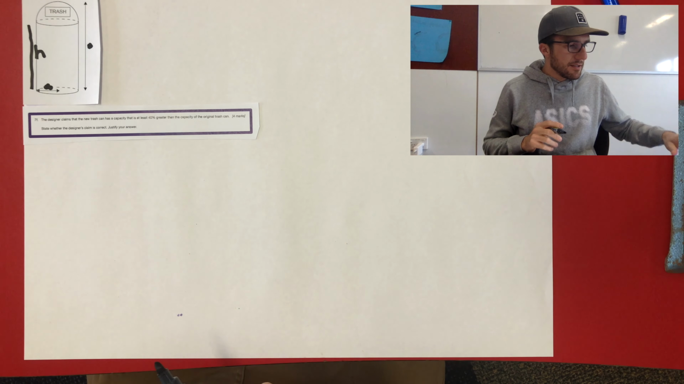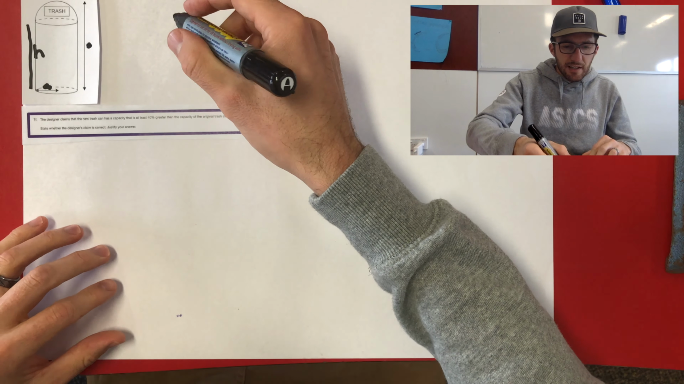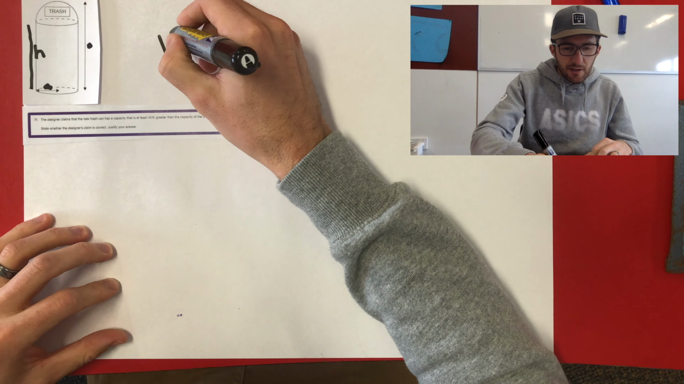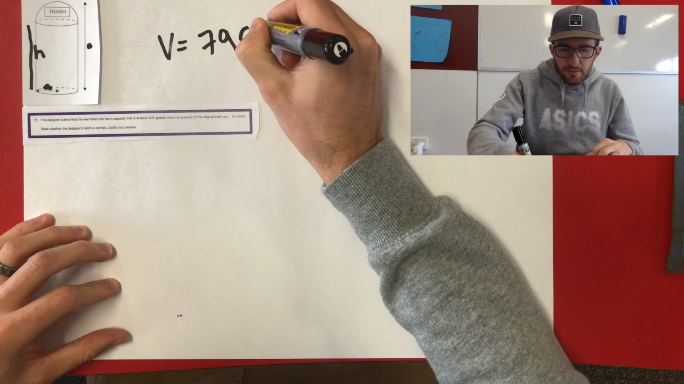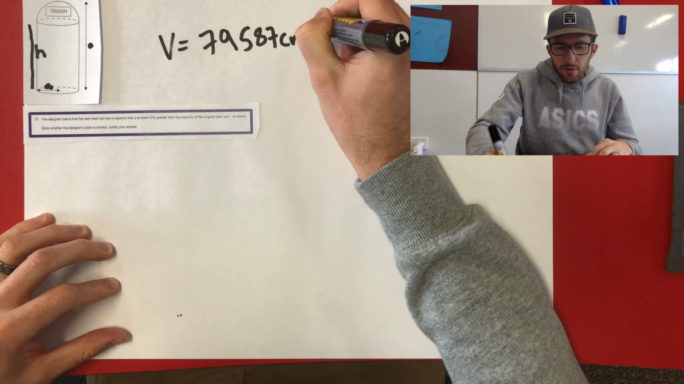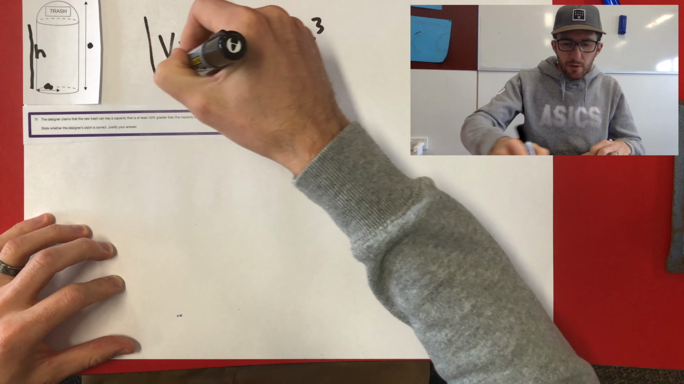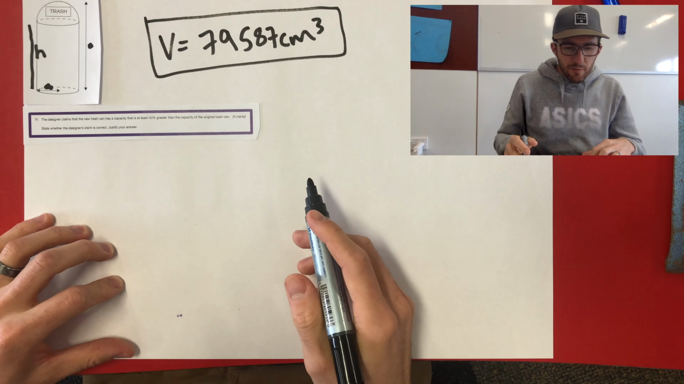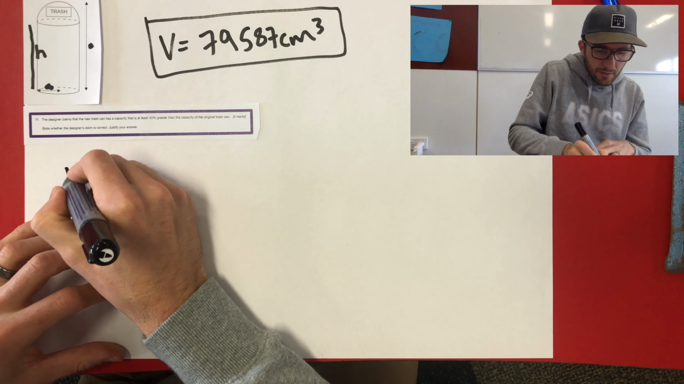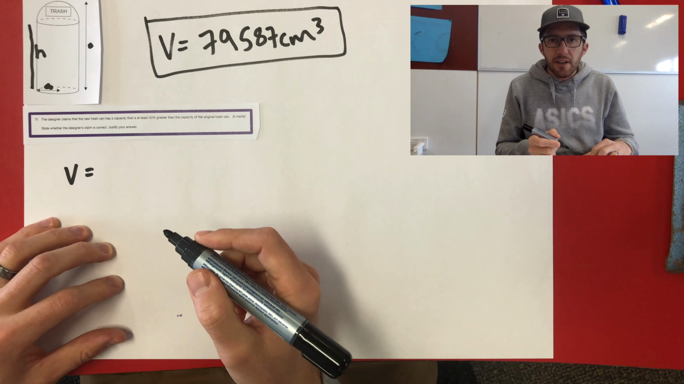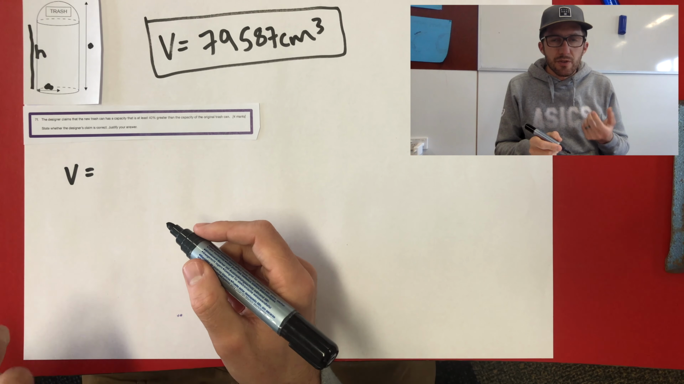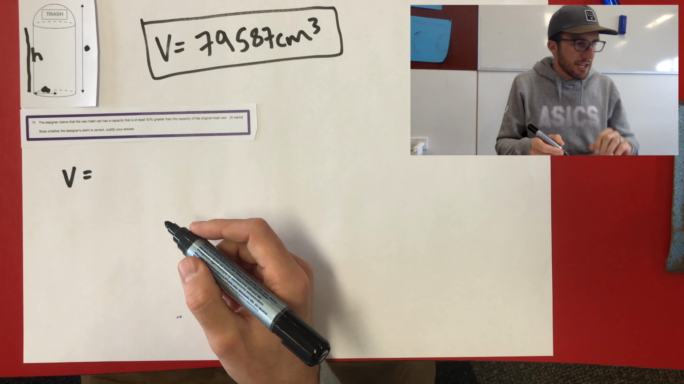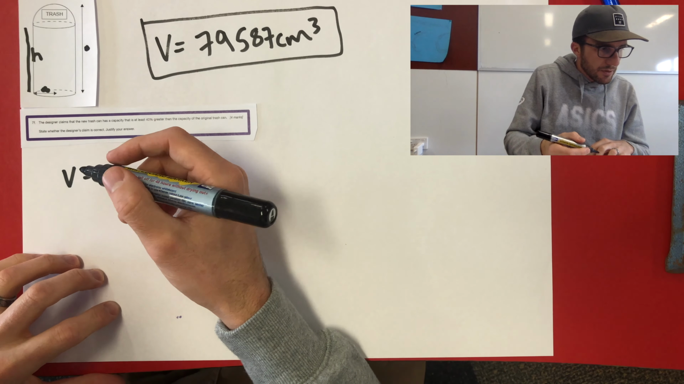So let me just write down the original volume for you, just so we've got that in our head. So we calculated this back in part B, and we said the original volume was 79587 centimetres cubed. That was our original volume. And so to work out the new volume, we're going to do the same process, but we're going to use that formula that we came up with, and we're going to use that maximum radius value that we came up with. So our new volume will look something like this.